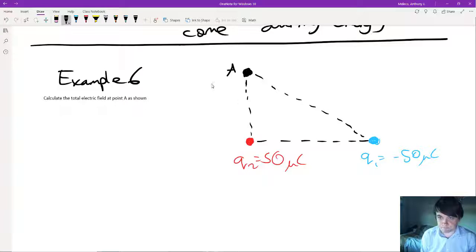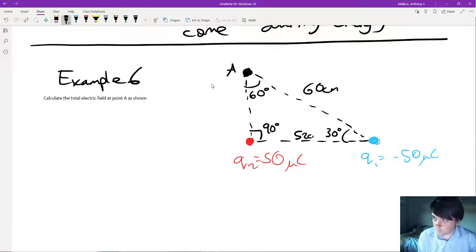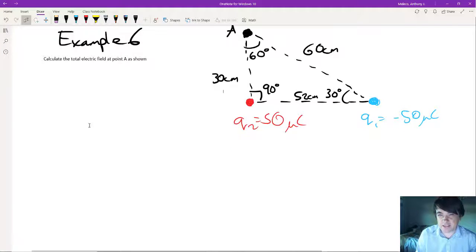Okay. So this is again a 30, 60, 90 triangle. It's my favorite because it's easier to just work with those particular angles, allowing you to focus on the actual work. And if you notice, this is identical to the force example that we did, but now we're finding an electric field. Okay. So let's look at this.